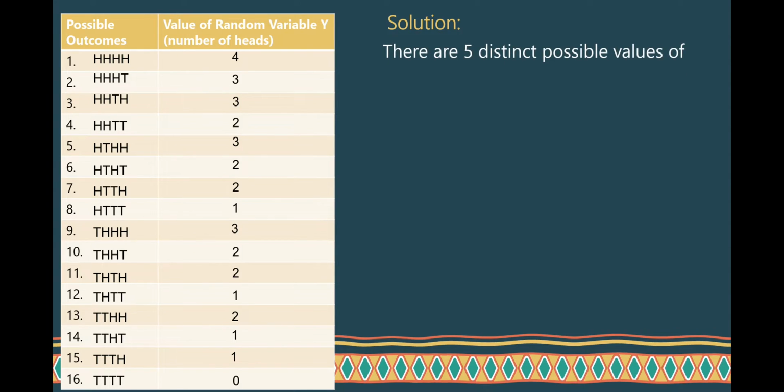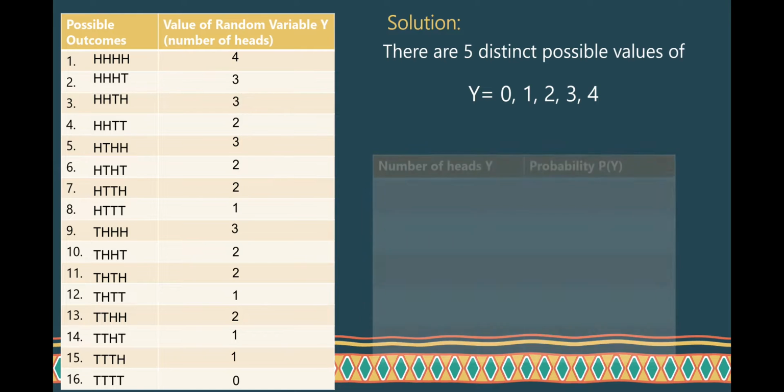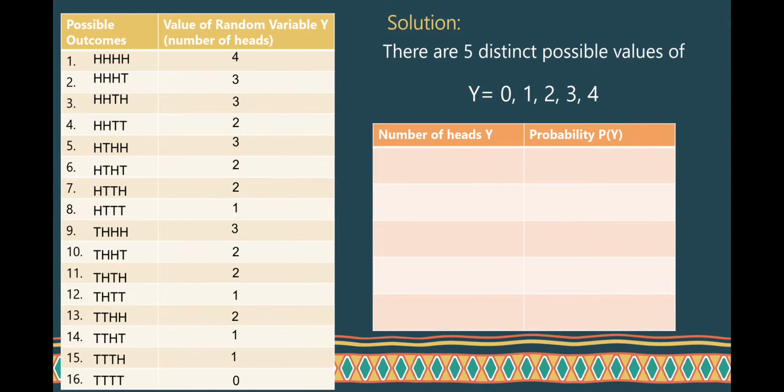So therefore, there are 5 distinct possible values of y, wherein y is equal to the number of heads, that is 0, 1, 2, 3, and 4. So from the number of heads, we're now going to get the probability, and that is P of y. For getting 0 heads, we have only 1. So that is 1 out of 16 possible outcomes. So that is 1 over 16.